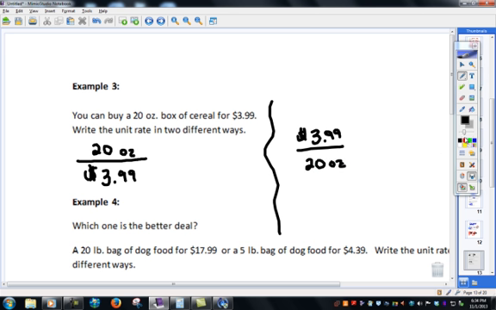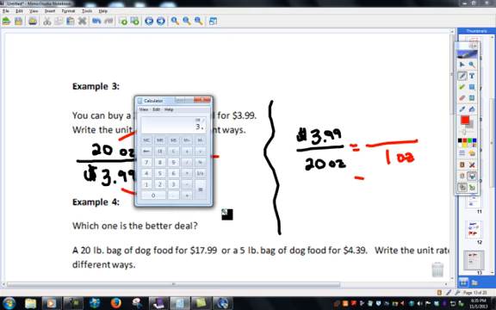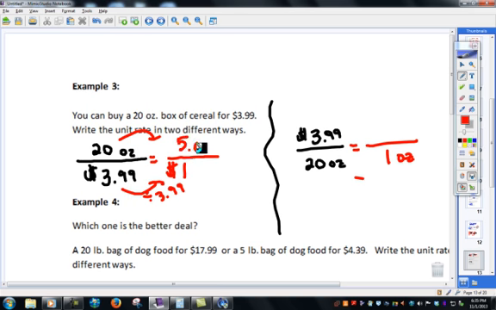Okay, there we go. Now, over here what I'm going to do is figure out how many ounces I can get for $1. Okay, that makes sense. And over here, I want to figure out how much money it costs for 1 ounce of cereal, if that makes sense. Okay, so to go from here to here, I divide by $3.99. And then I have to do that to the top. So bring up my calculator again. I'm going to do 20 divided by $3.99. Okay, 5.01. So that means I can get 5.01 ounces for $1.